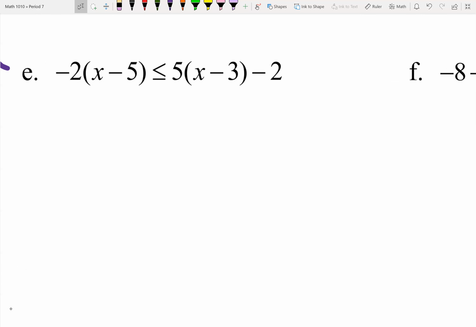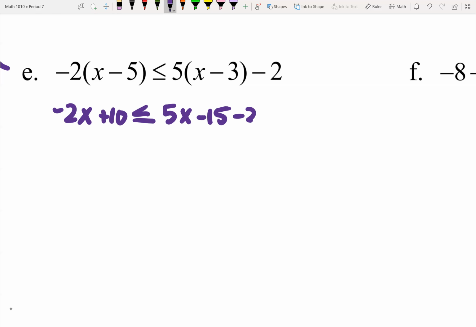Okay? Look at E. Getting worse. Left side, one word. Tell me one word what to do. Distribute. So I'm going to have negative 2x plus 10 is less than or equal to. Right-hand side, one word. Distribute again. And you have 5x minus 15 minus 2.